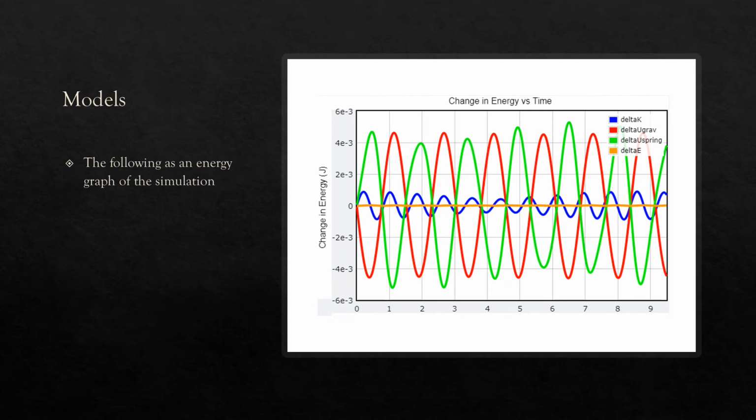Models. The following is an energy graph for the simulation. In blue is the delta K, in red is the delta U grav, green is delta U spring, and orange is delta E.